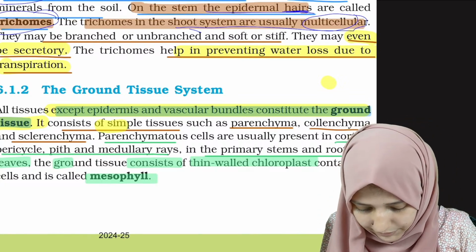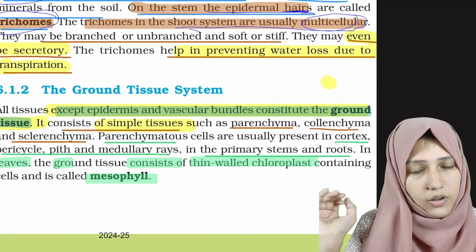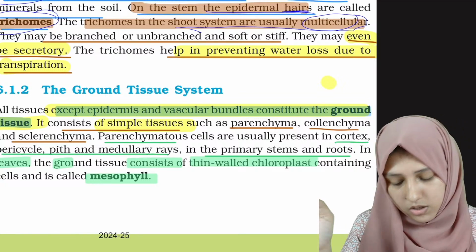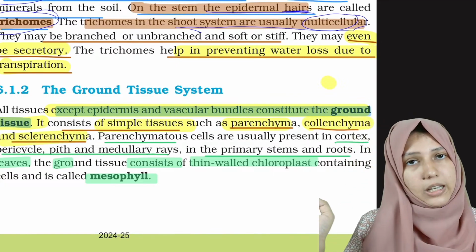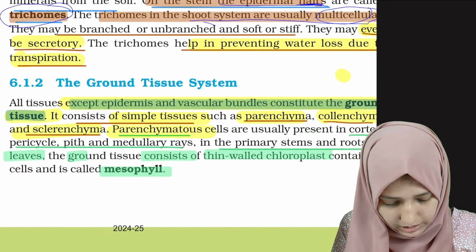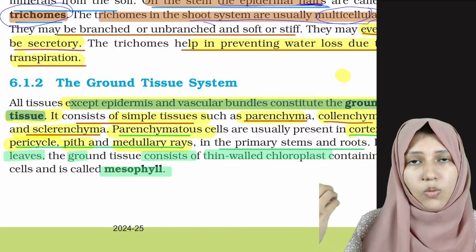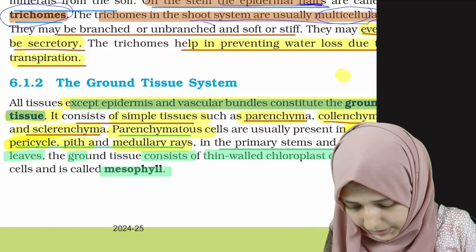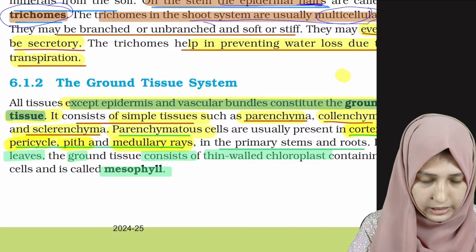It will be having simple tissues. As we studied, what is simple tissue? For your basics, we have learned the old part of NCERT. So it will be having simple tissues like parenchyma, collenchyma and sclerenchyma. Clear? And now the parenchymatous cells are usually present in the cortex, pericycle, pith and medullary rays. All these structures we will be studying in detail in the next page.